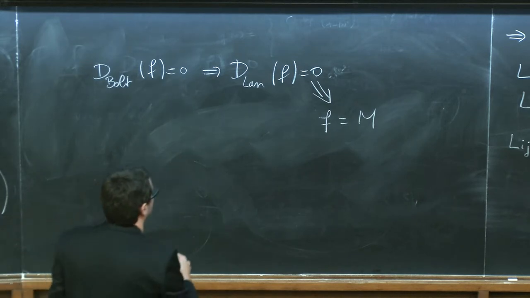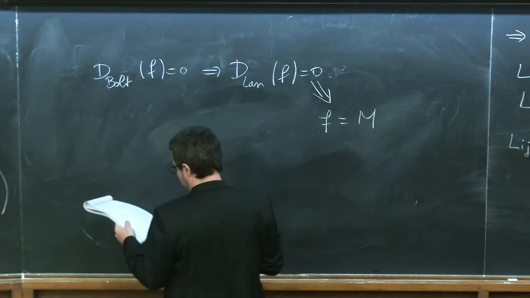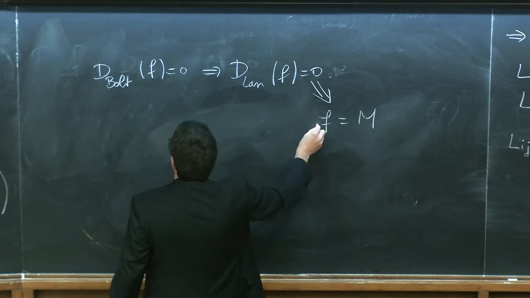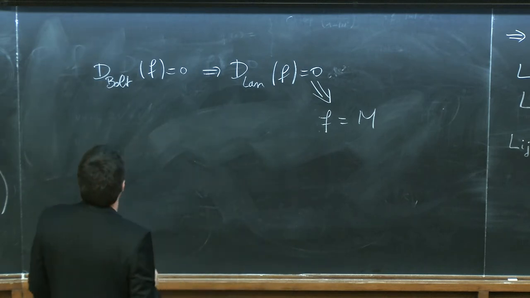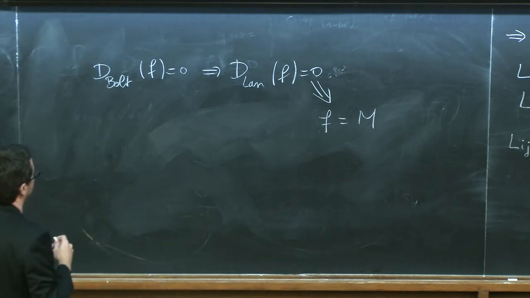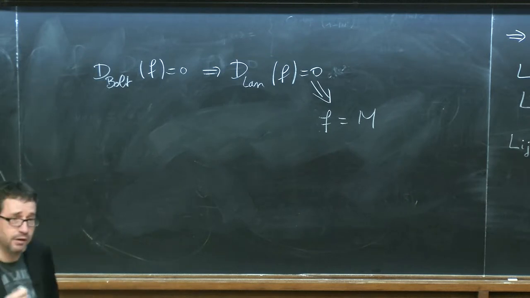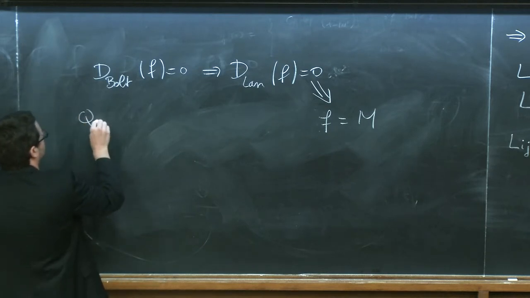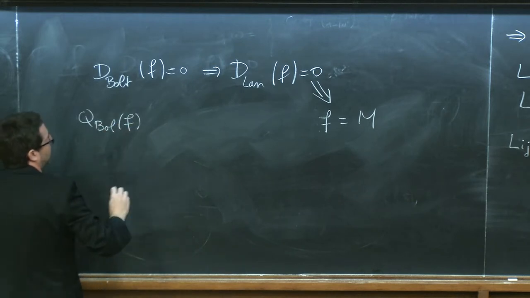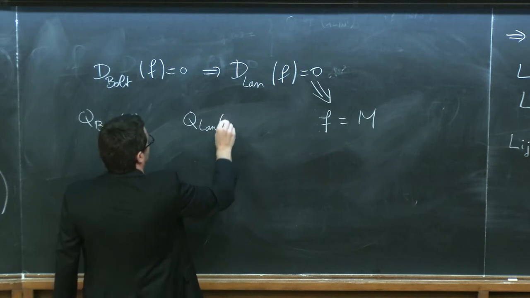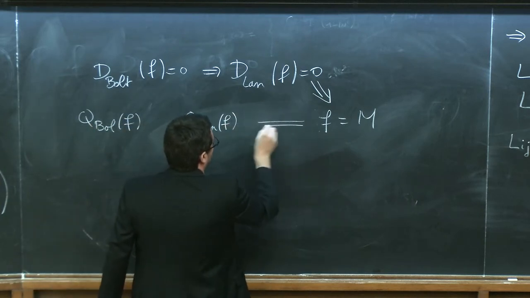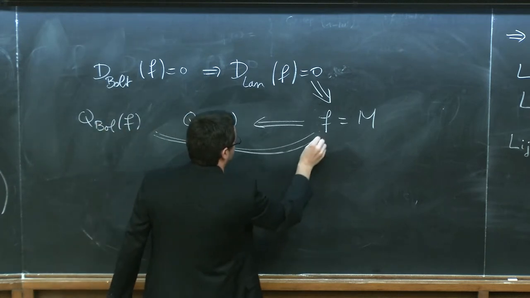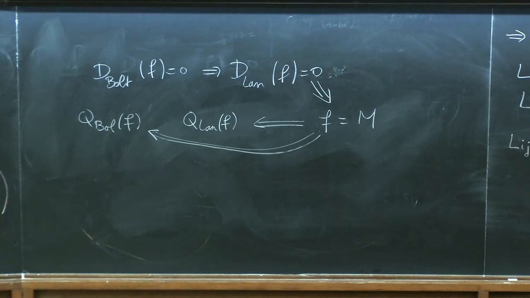But we already saw that f is a Maxwellian is implying that the Boltzmann kernel and Landau kernel are equal to zero. These were the remarks that we made in the previous talk. So we know that if you look at the operator of Boltzmann and Landau, we already have the two implications which are here. Okay? It was easy. If you remember, it consisted just in putting the Maxwellian in the kernels and checking that you get zero at the end.